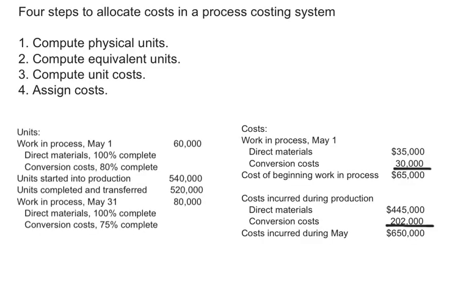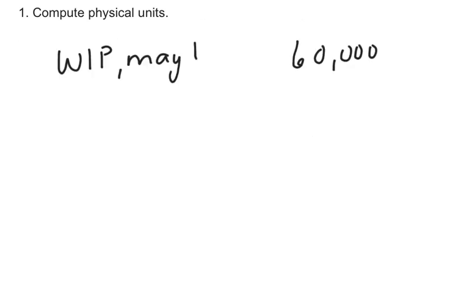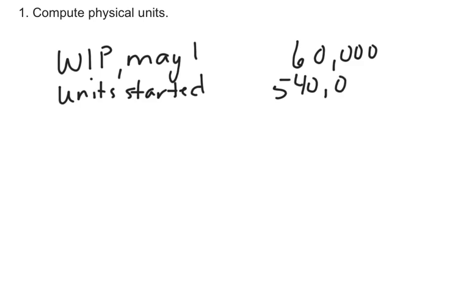Alright, let's go back and look. Alright, then we started some additional units. We started 540,000 units. So, just write units started. Hopefully you can read my chicken scratch. Now it's 540,000. So, our total here is 600,000.